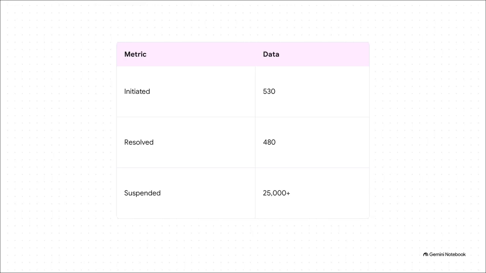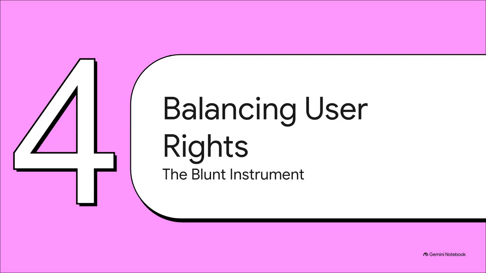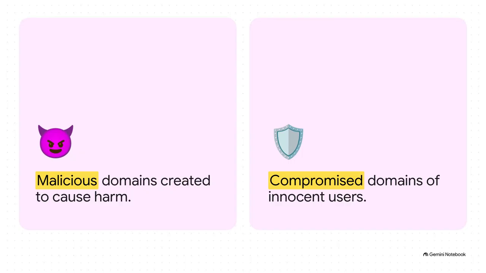Honestly, it's a massive win for internet end users. Section 4. Balancing security and user rights. The blunt instrument and collateral damage. Taking down a threat quickly is absolutely necessary, yes, but it acts as a very blunt instrument. To understand why, think about this distinction.